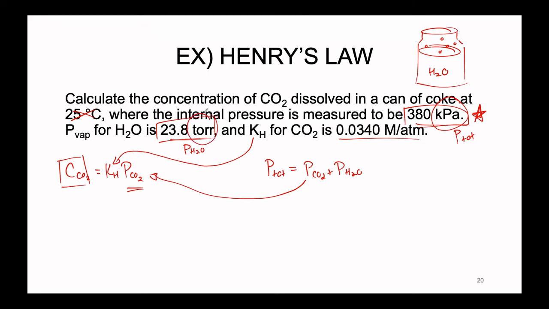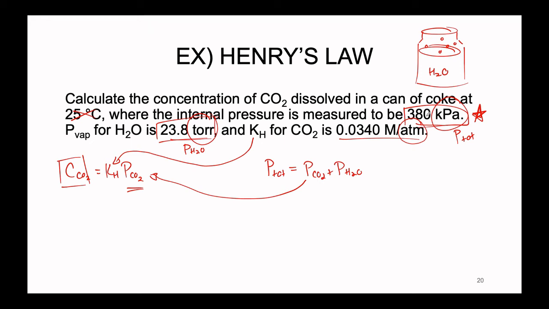Pressure of H2O is in torr. And not only that, but if we observe Henry's constant, we can see that there's a unit of atmospheres present. So what we're going to have to do is pick one of these units and convert all of the other pressure units into that one unit.